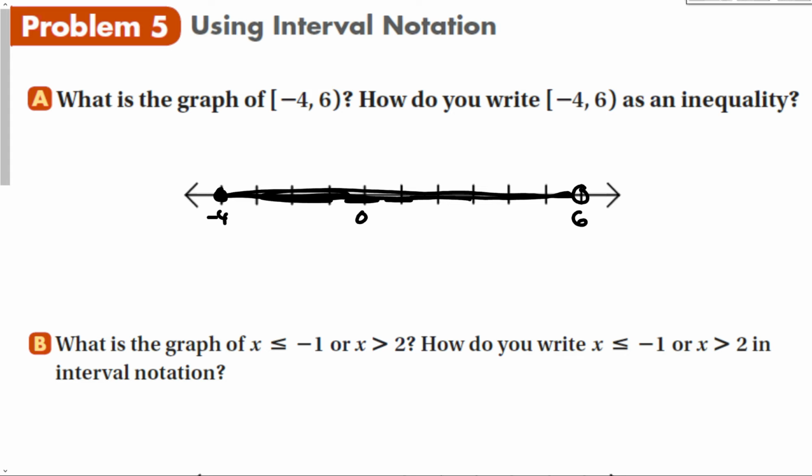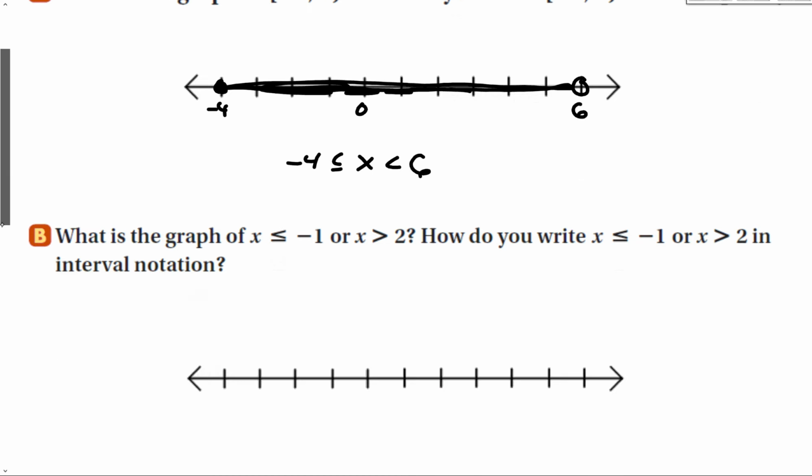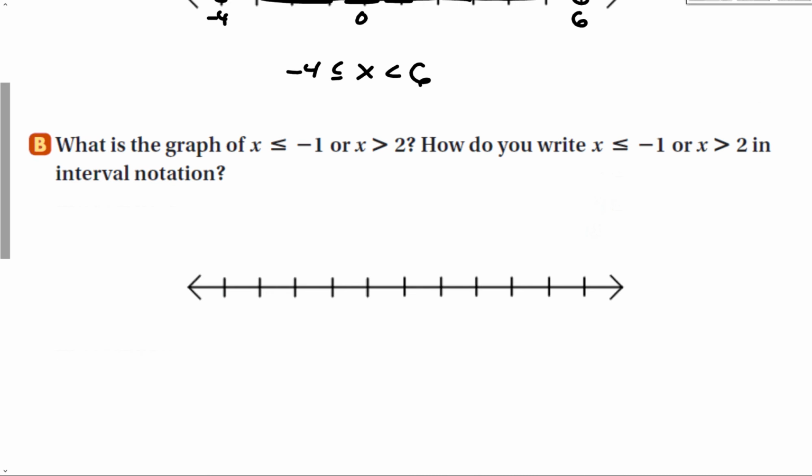Okay. How do we write it as an inequality? Well, because x is everything in between that, we go -4 less than or equal to x less than 6. And if we wanted to write this in notation like we used in the last section, we can say in set builder notation, we can say x such that this happens. But personally I like interval notation better than set builder notation or roster notation.